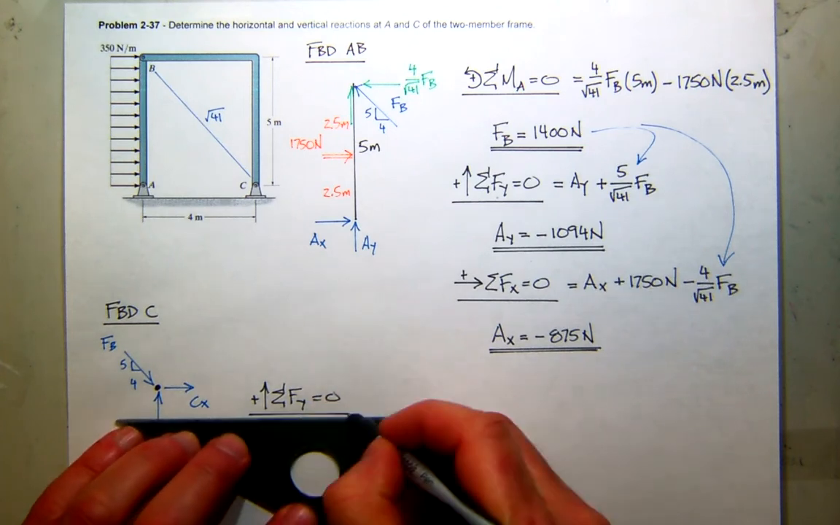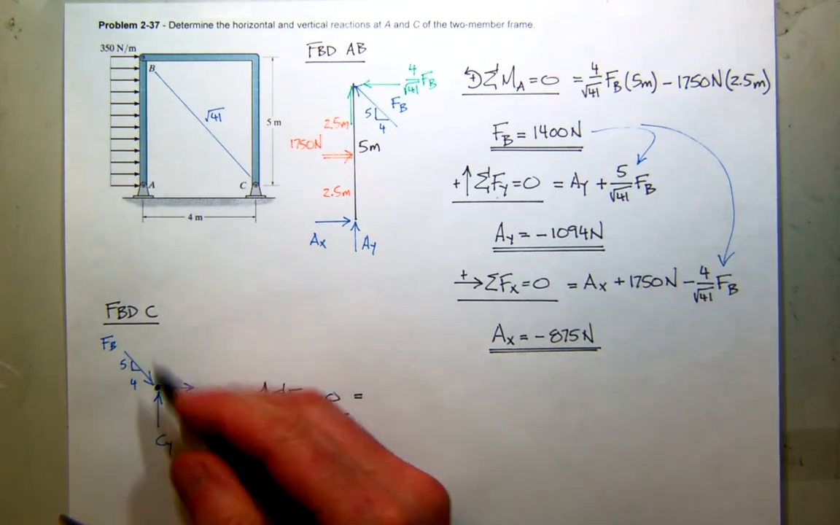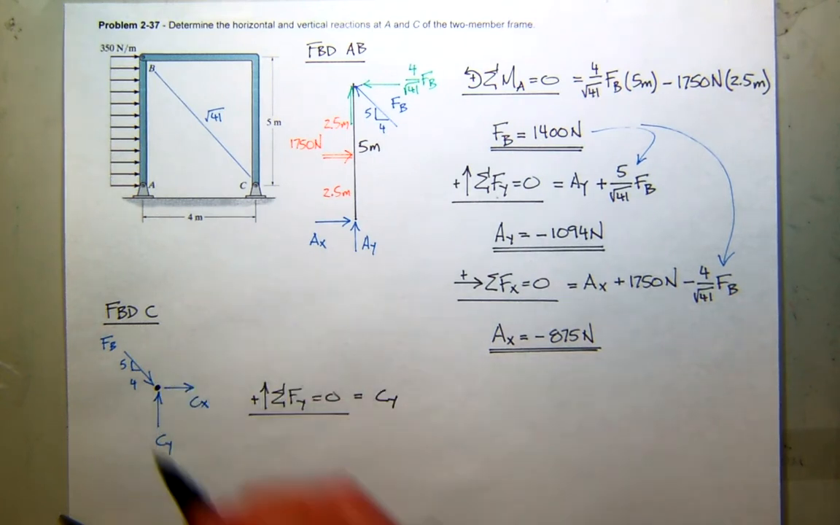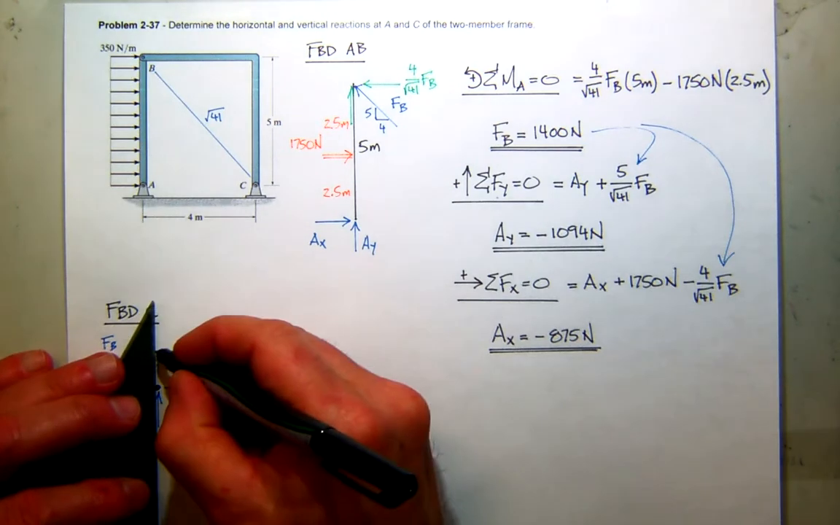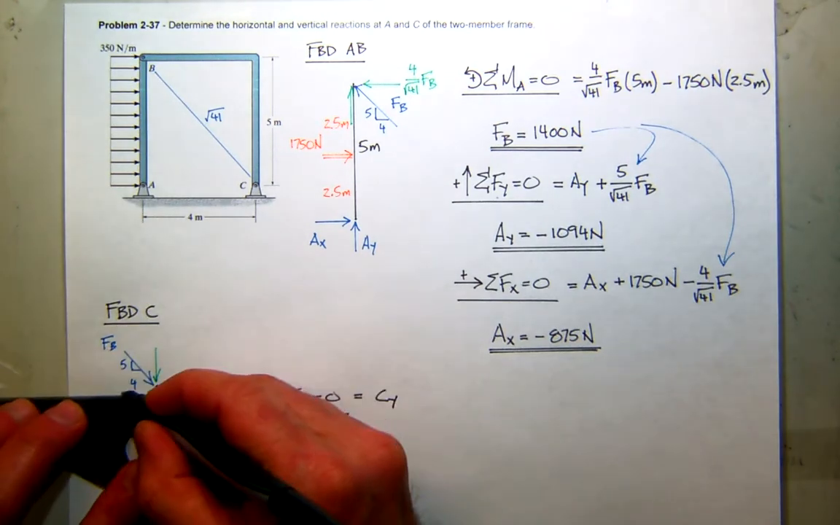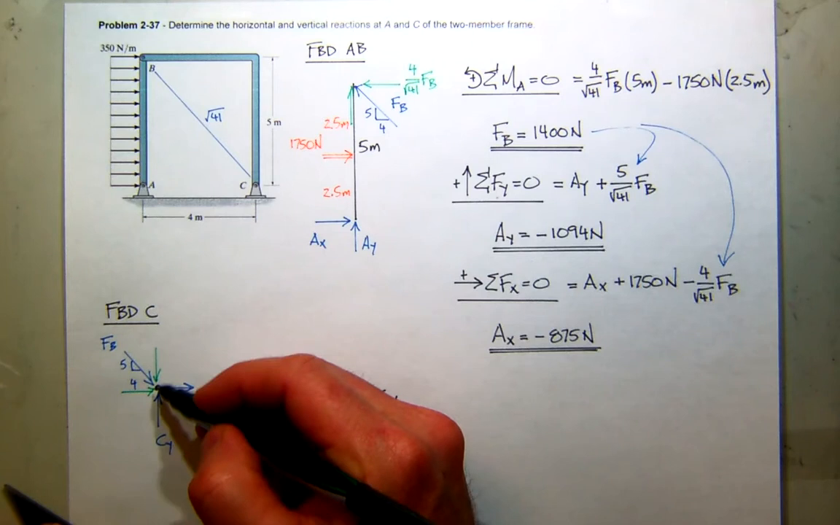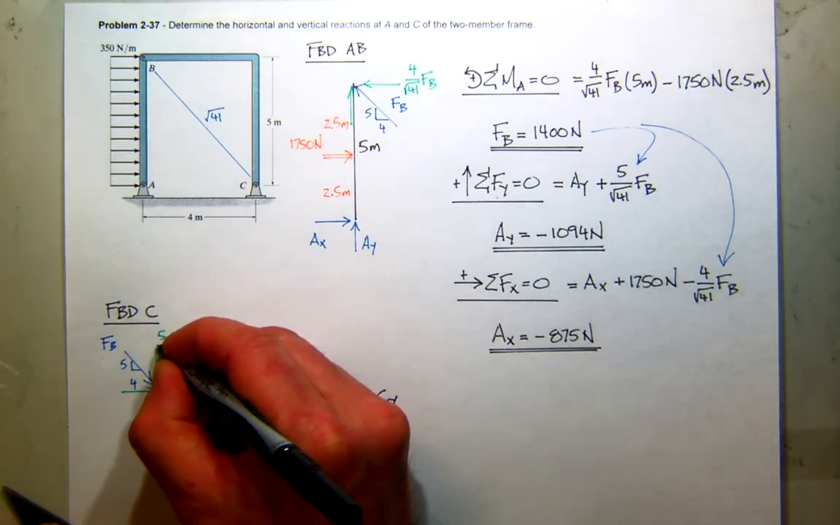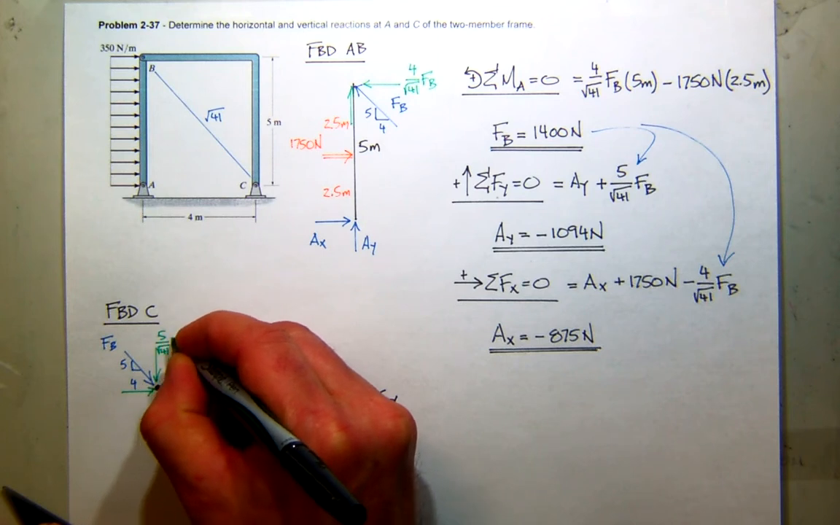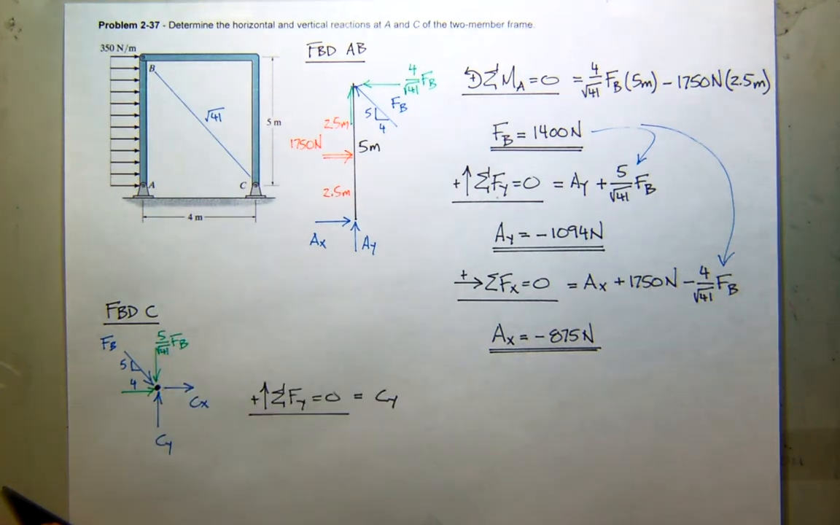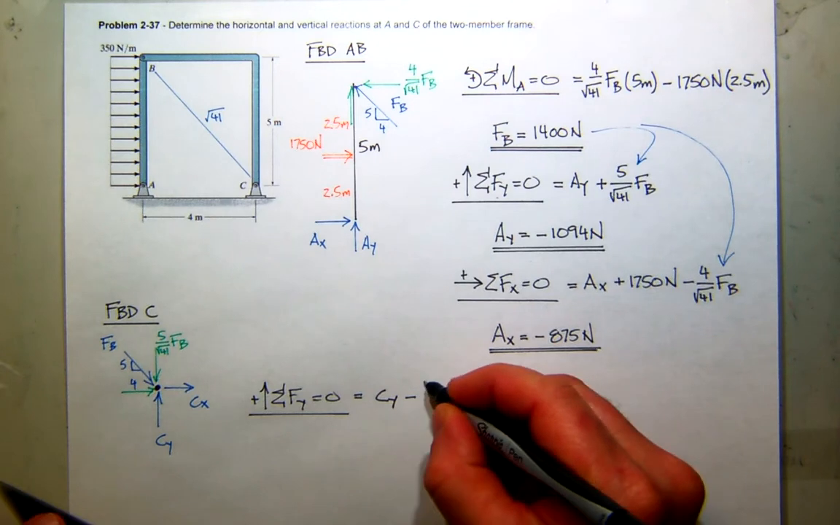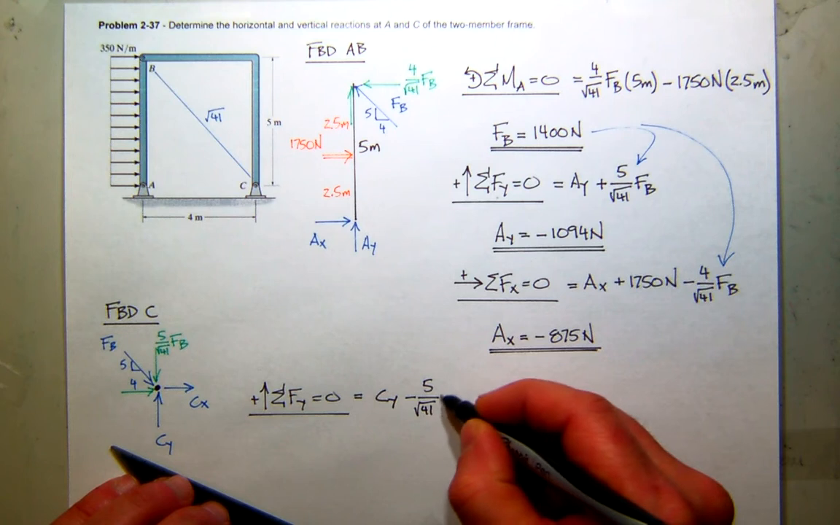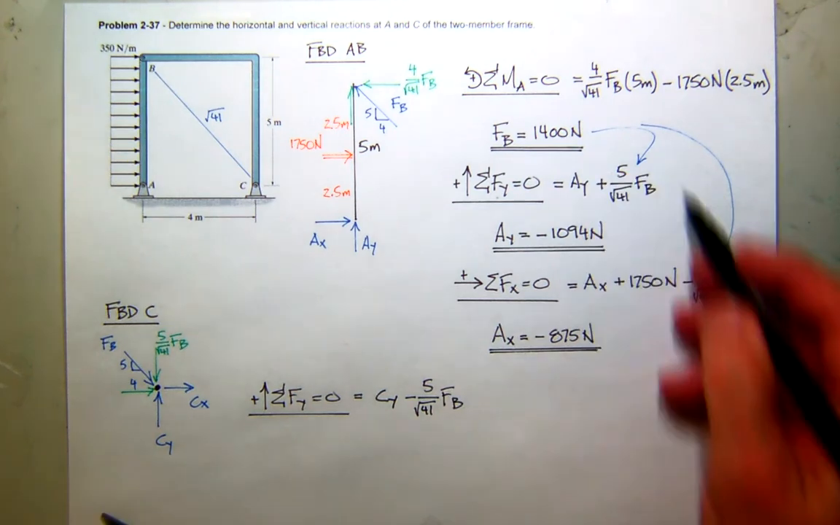So there's my static statement. So let's look at forces in the y direction. In this case, CY is up, so I say that's positive. And then I've got my reactions for the force at B. What's the vertical one? It's acting down, and that's really 5 over the square root of 41 FB. Right? So that's going to be negative 5 over the square root of 41 FB. So once again, we have to put FB in there.